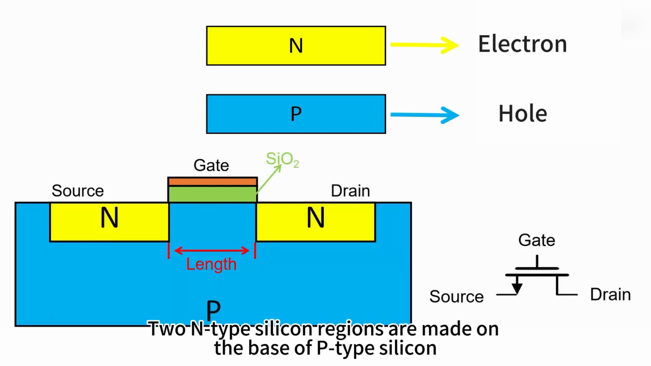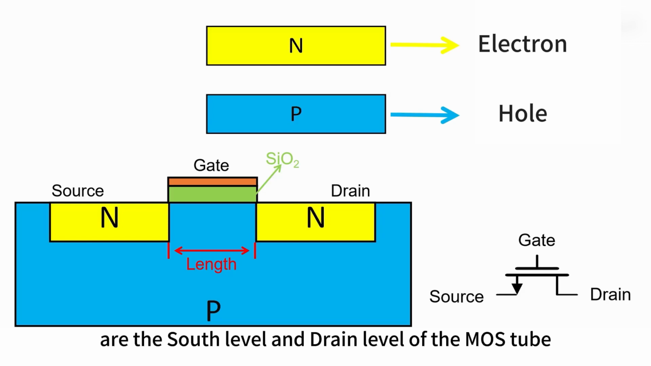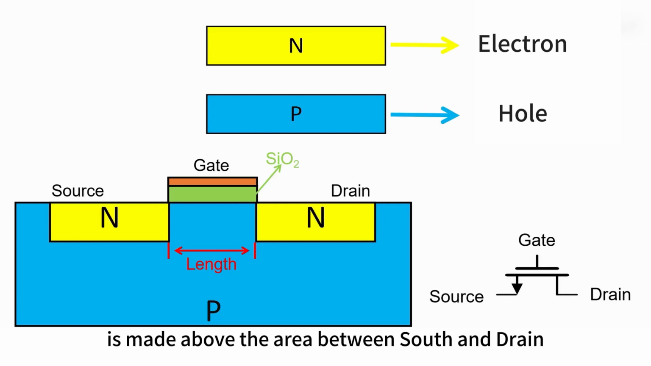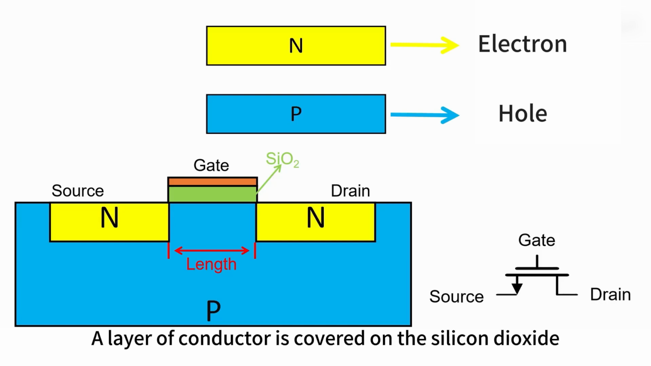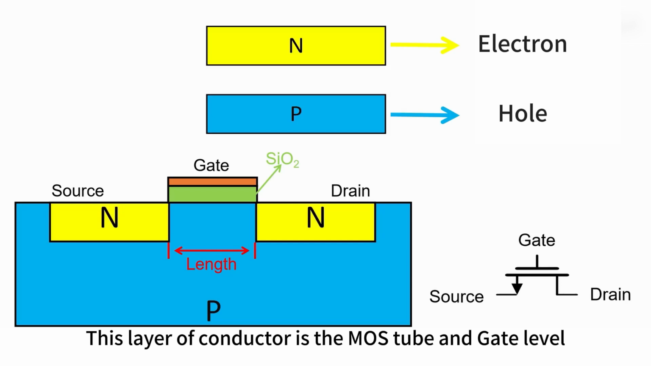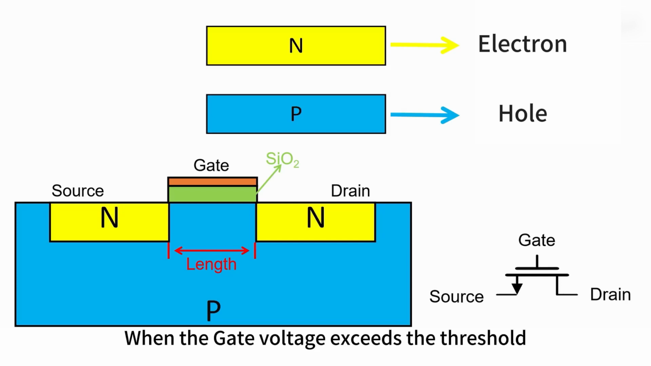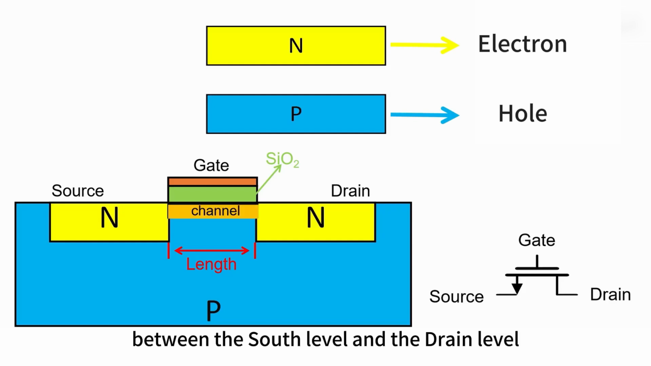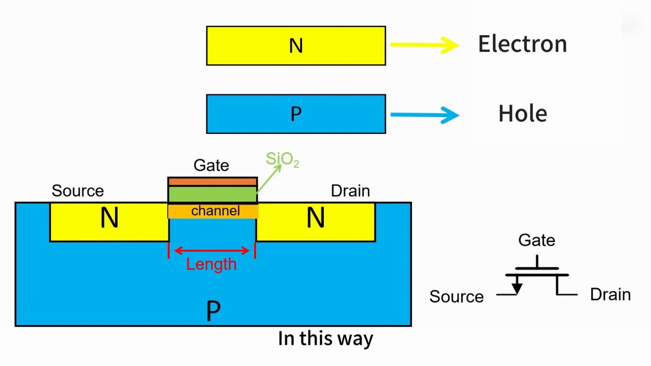Two N-type silicon regions are made on the base of P-type silicon. These two N-type regions are the source and drain of the MOS tube. Then a layer of silicon dioxide is made above the area between source and drain. A layer of conductor is covered on the silicon dioxide. This layer of conductor is the gate of the MOS tube. When the gate voltage exceeds the threshold, a conductive channel will be formed between the source and the drain. In this way, the source and drain are conducting. On the contrary, source and drain are disconnected.